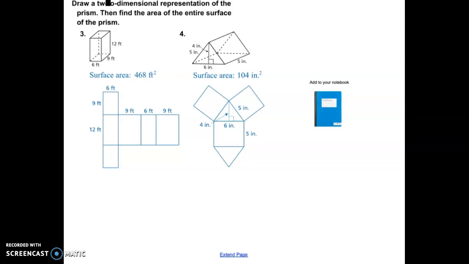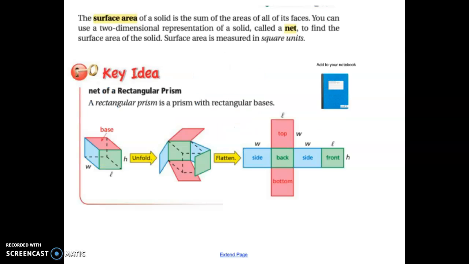All right, so copy this into your notebook. Make sure you have it. This surface area is 468 feet squared, and this one here is 104 inches squared.